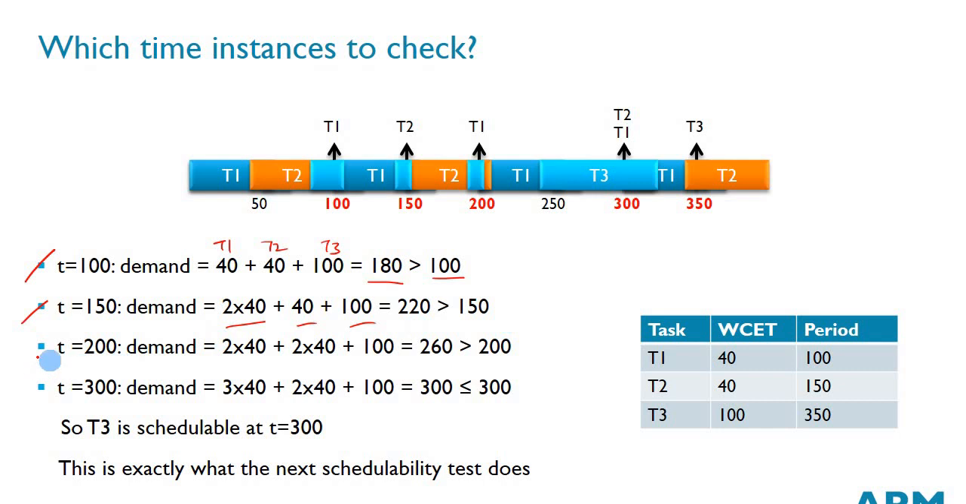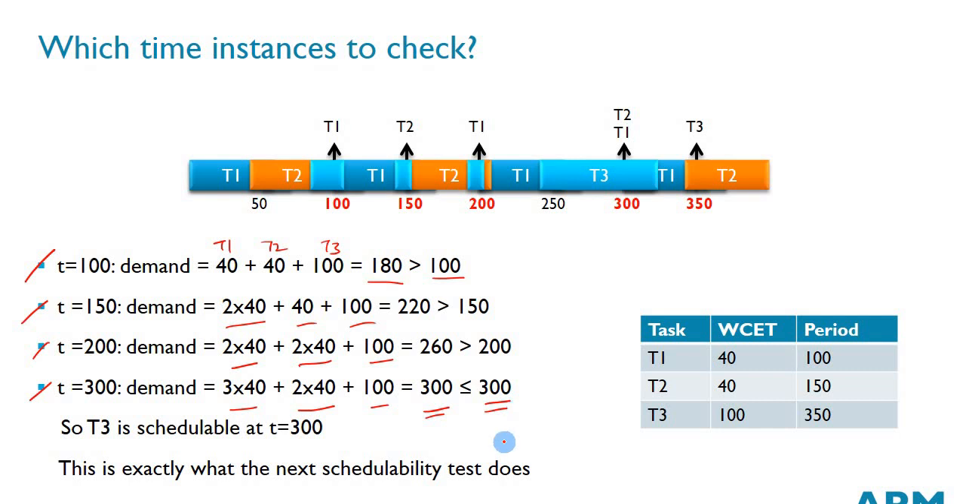At time equals 200, what happens? Another instance of t1 and another instance of t2 have already been launched, and you still have t3. So 260 is still greater than 200. At time equals 300, what do you see? You have 3 instances of t1 already launched, 2 instances of t2 already launched, and 1 instance of t3 already launched, and the total time is exactly 300, the exact deadline.